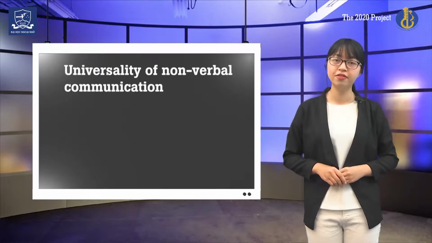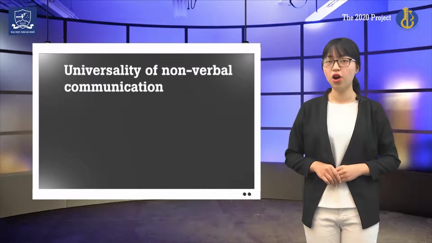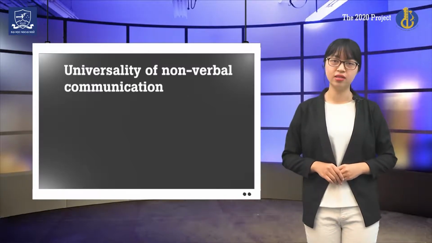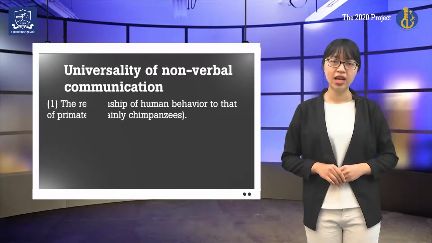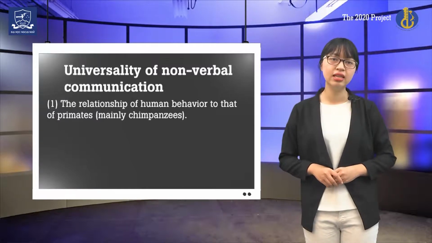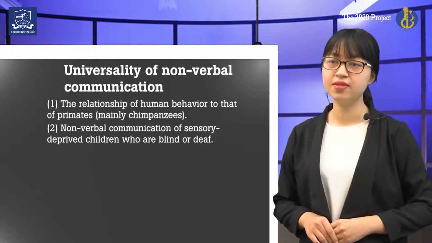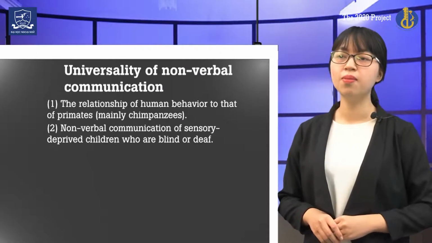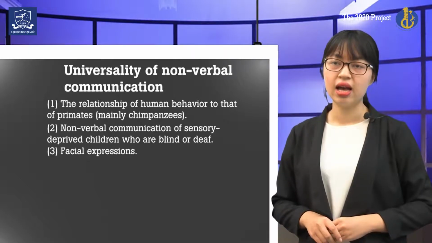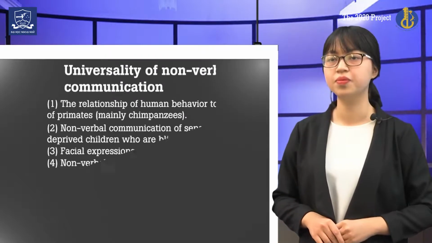Now we move on to the findings of the research investigating the universality of nonverbal communication. They have focused on 4 areas. The first one, the relationship of humans' behaviors to that of primates, particularly chimpanzees. Number 2, nonverbal communication of sensory-deprived children who are blind or deaf. Number 3, facial expressions. And the last one, universal functions of nonverbal social behavior.